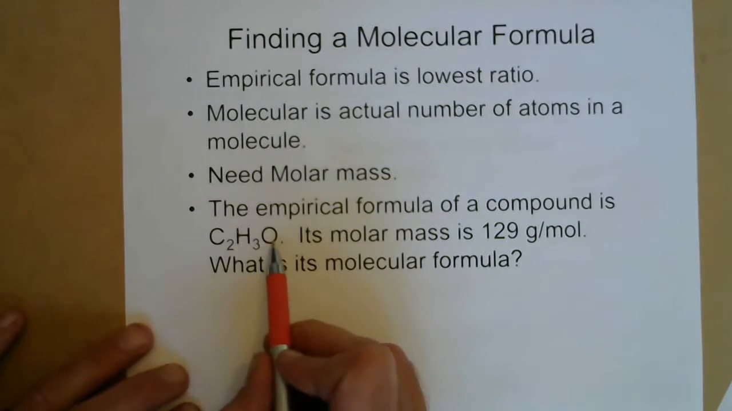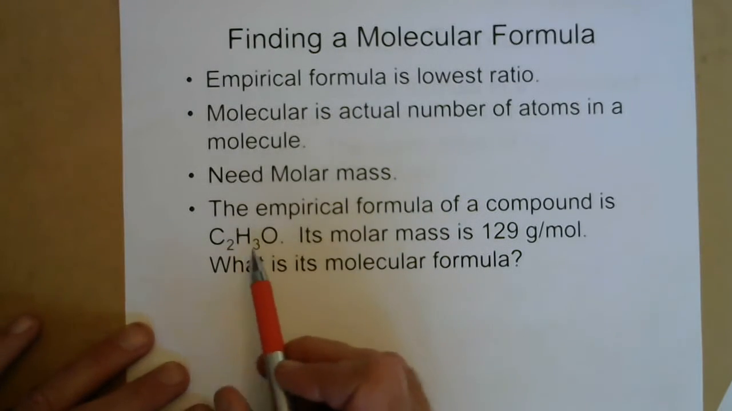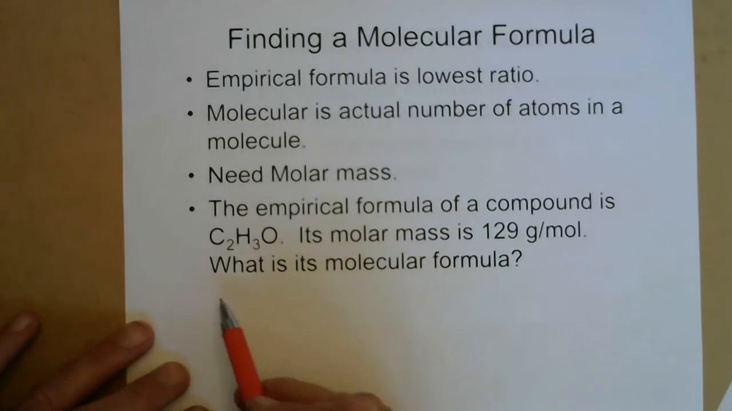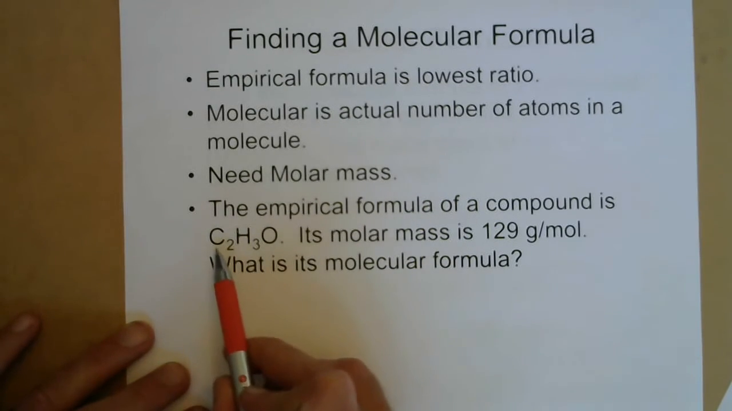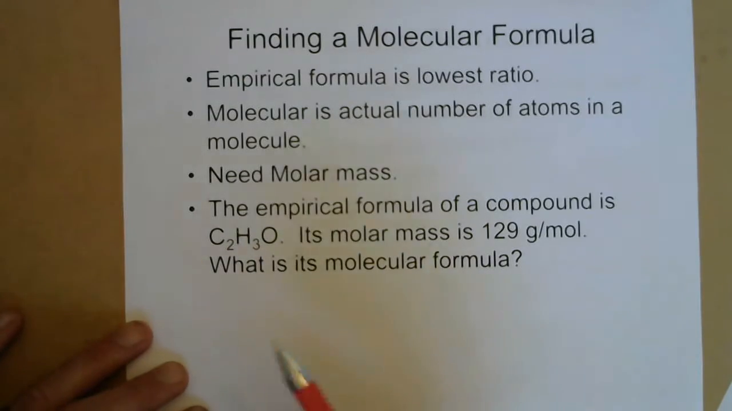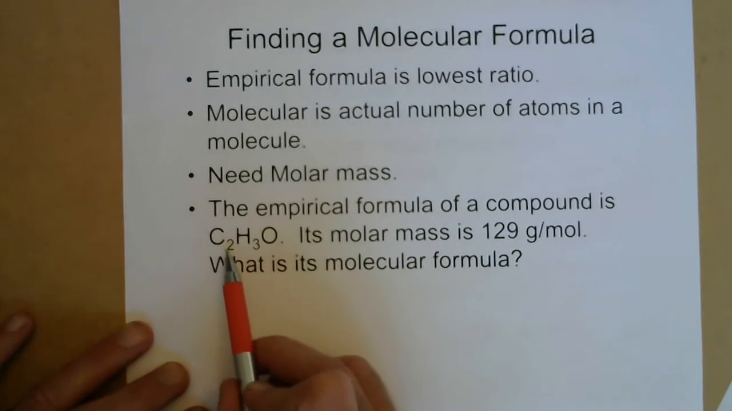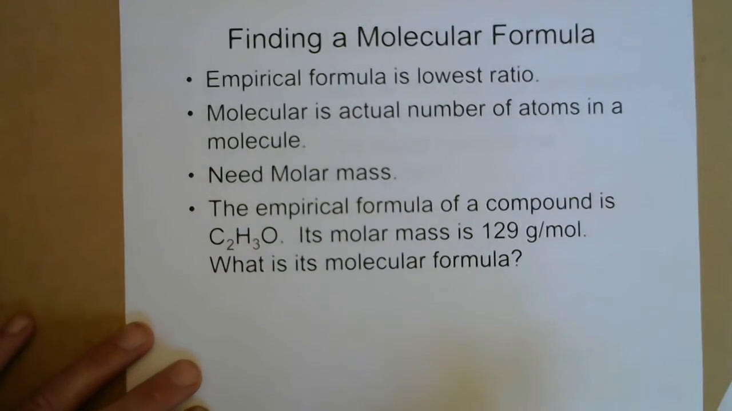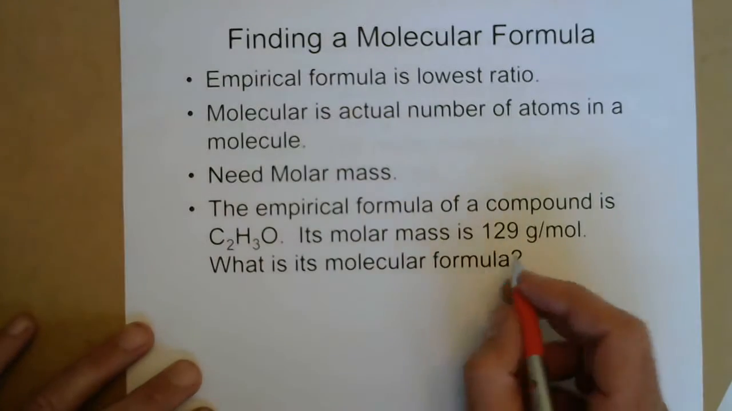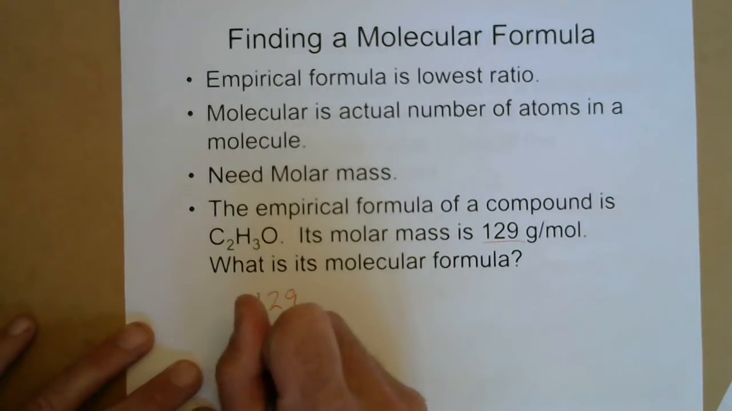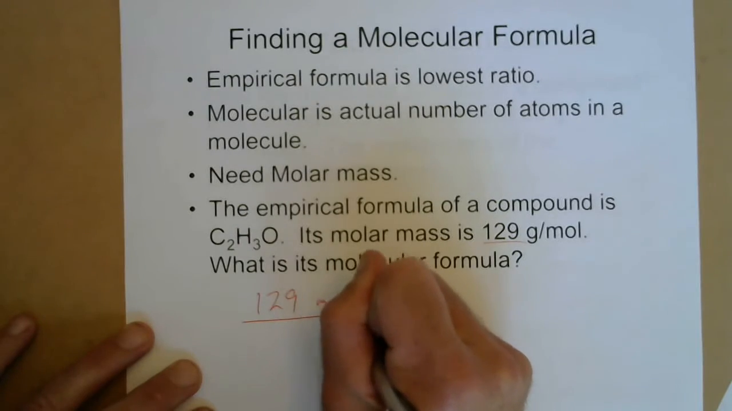All right, so this empirical formula could have many different molecular formulas. They can be the same, so it could be C2H3O, or it could be twice as big as this, like C4H6O2. It could be like 10 times bigger than this, like C20H30O10. We don't know. So the easiest way to figure this out is to take the molar mass, 129. So that's the molar mass.